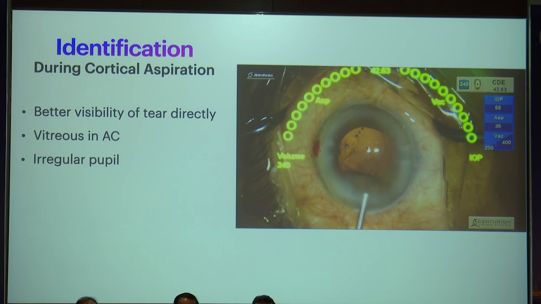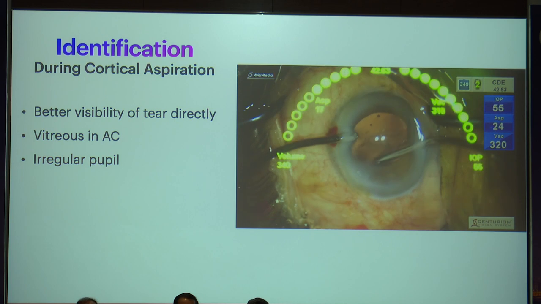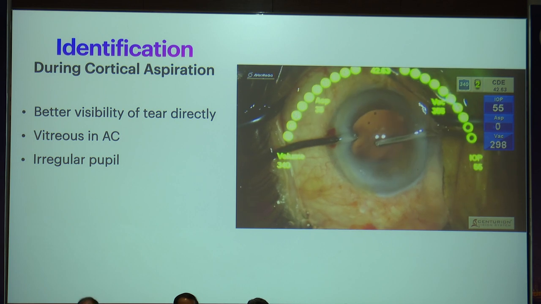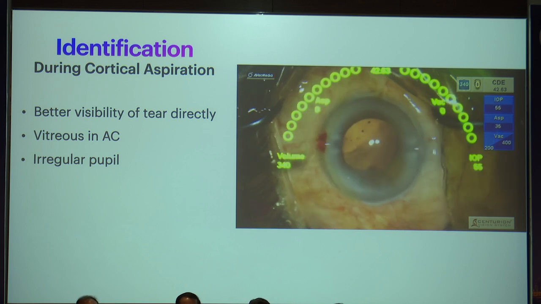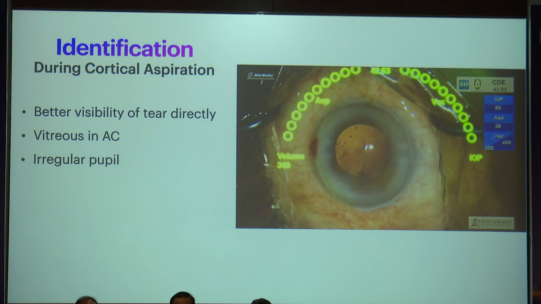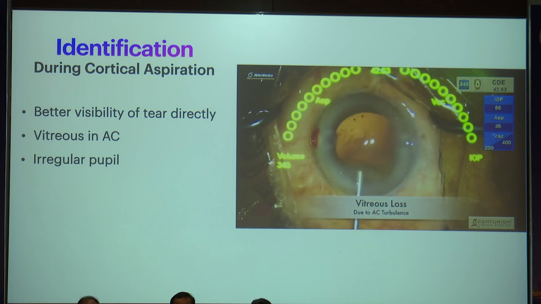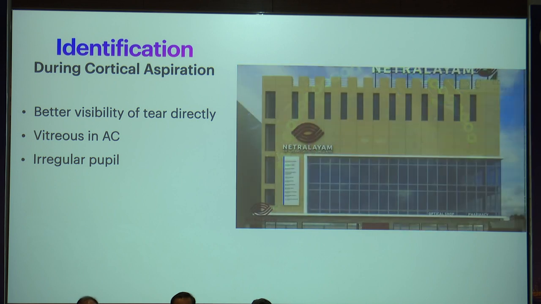Yeah, it's quite clearly visible there. So this is another situation in which you can have a PC rent during cortical aspiration, and you have to be very careful regarding that. Again, you see this portion giving way. This portion, there is a PC rent and vitreous loss in the AC. So you have to do a vitrectomy in such cases.